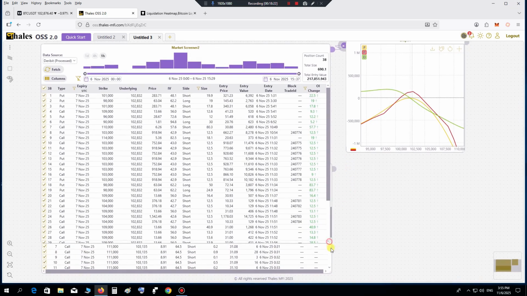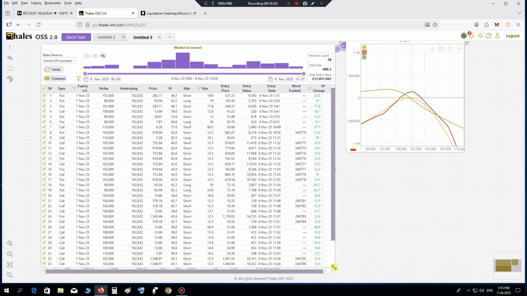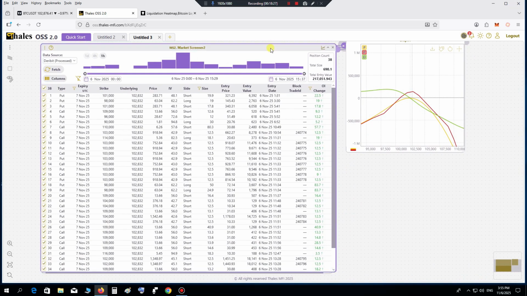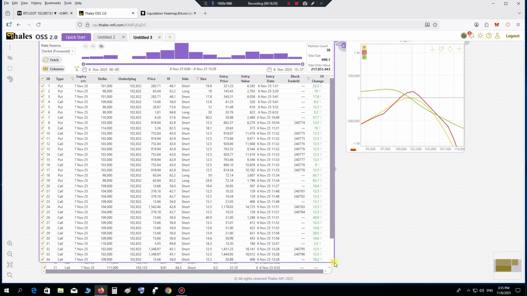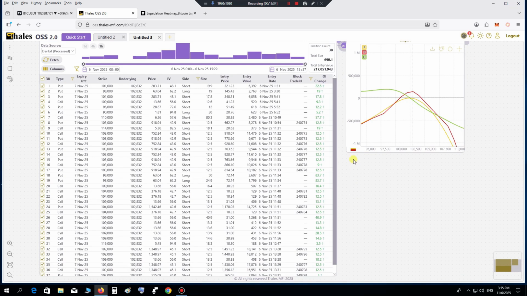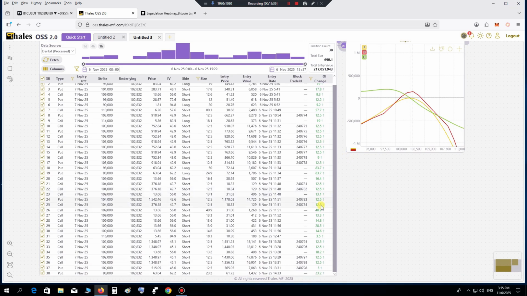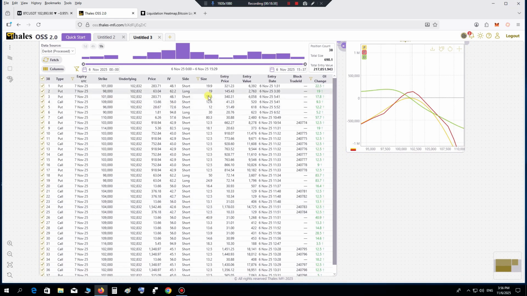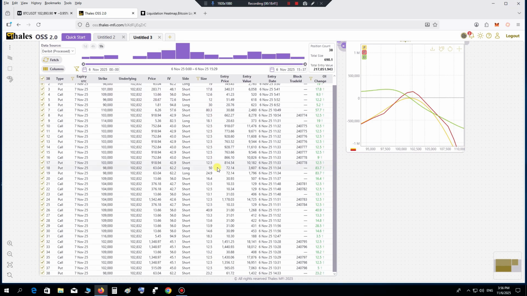But there are 38 trades in total listed on the page. The biggest trade we have is an 80 Bitcoin short call at 110,000 for tomorrow, and it was entered today as well, around 11 a.m.